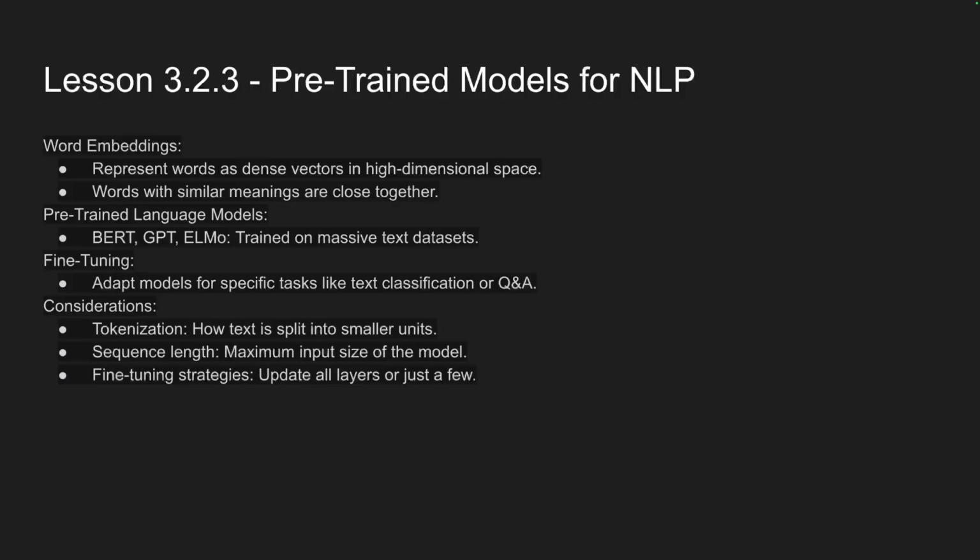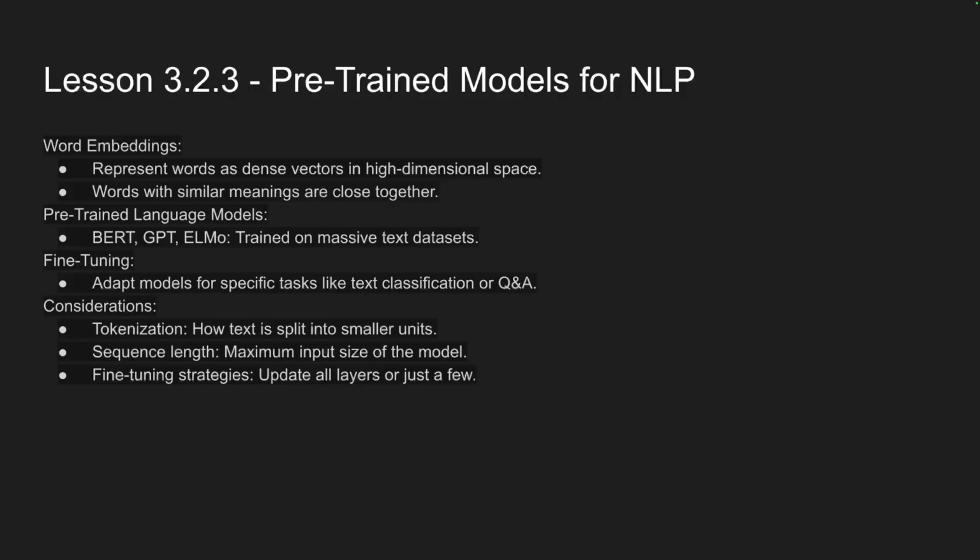Have you ever thought about how computers represent words? Traditionally, words were treated as discrete symbols, but that approach doesn't capture the relationships between them. Enter word embeddings, a way to represent words as dense vectors in a high-dimensional space. Words with similar meanings end up close to each other in this space. For example, king and queen would be neighbors, while king and apple would be far apart. This is crucial to understand, because it forms the foundation of many modern NLP models.